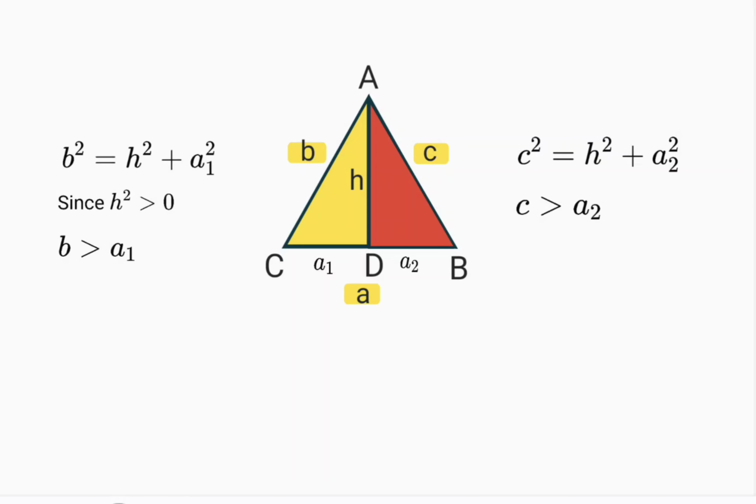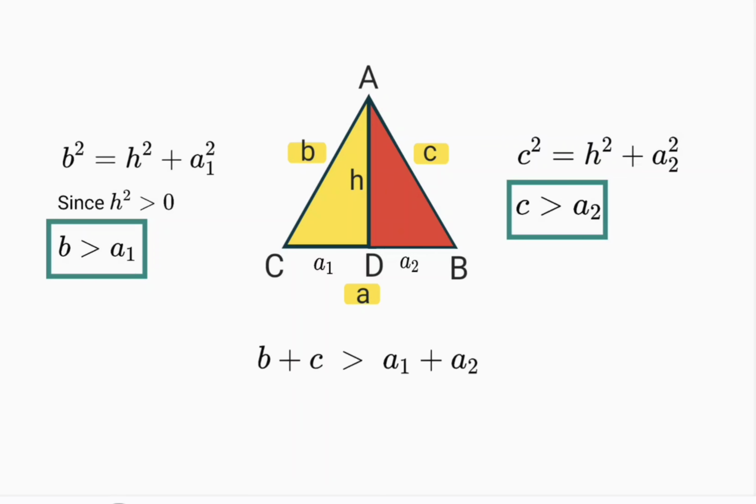We have two inequalities, b greater than a1 and c greater than a2. Add both of these. b plus c is greater than a1 plus a2, and a1 plus a2 is nothing but a, which means b plus c is greater than a. This is also a famous triangle property, that the sum of two sides is greater than the third side.